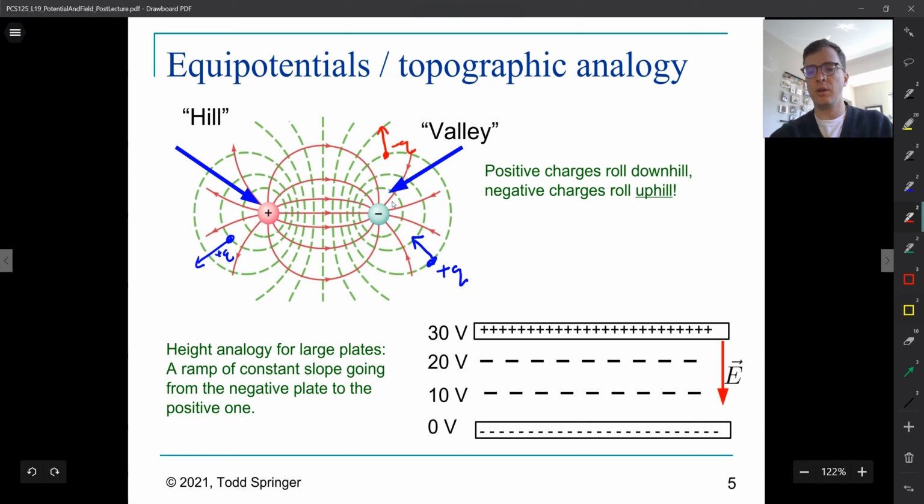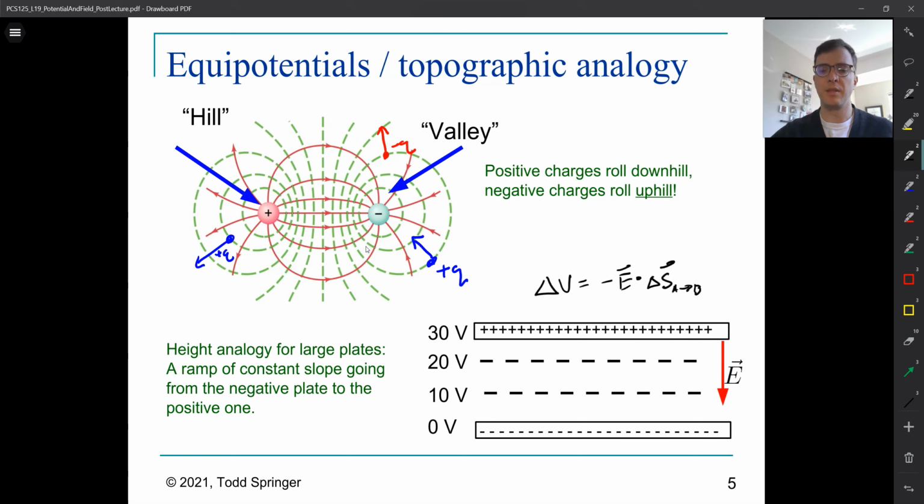Now, what I wanted to do is to give you a little extra practice with constant electric field, or uniform electric field. So imagine you've got two plates, really, really big plates. We talked about the fact that the electric field is constant inside those. Now, remembering this formula here, delta V is equal to minus E dotted with delta S from A to B, you can see that in a uniform electric field, the voltage difference will change linearly. And that's kind of what I'm illustrating on this slide here.